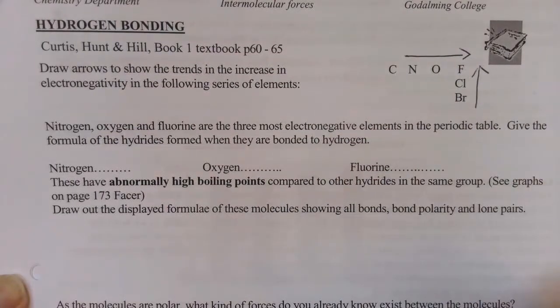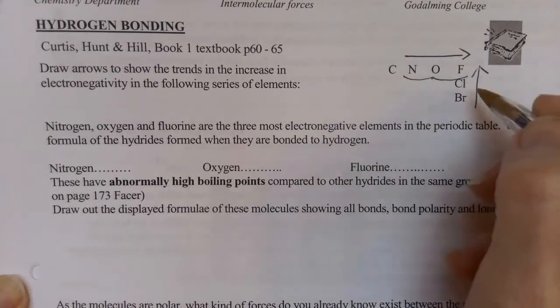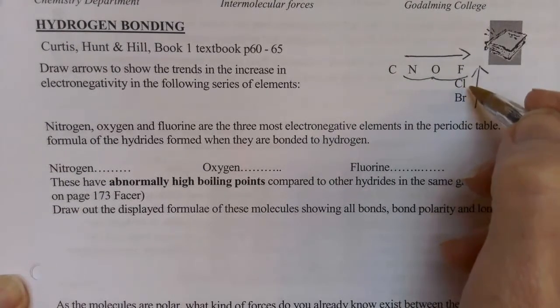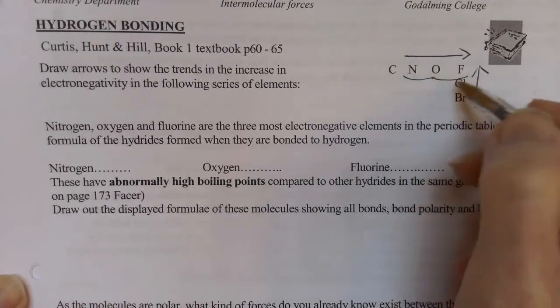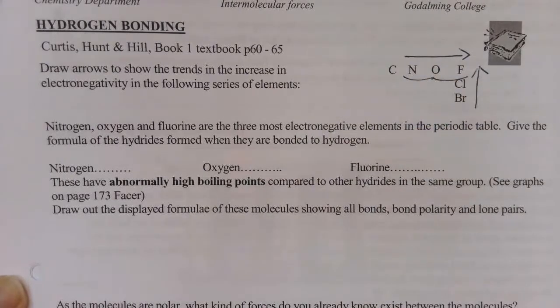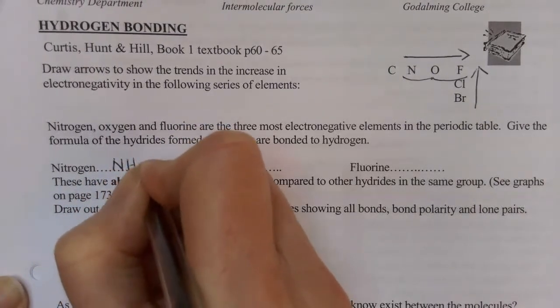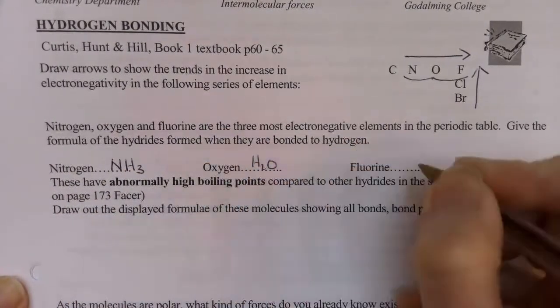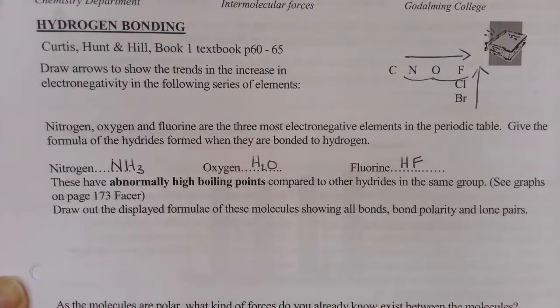Oxygen and nitrogen are also very small and highly electronegative. And it is these 3 which can do hydrogen bonding. Chlorine, although it has a high electronegativity, it's too large. As with bromine and carbon, it is not electronegative enough. So only nitrogen, oxygen and fluorine can undergo hydrogen bonding. The 3 hydrides that we're going to be interested in are ammonia, NH3, water, H2O, and hydrogen fluoride, HF. They have very high boiling points compared to the other hydrides in their group.